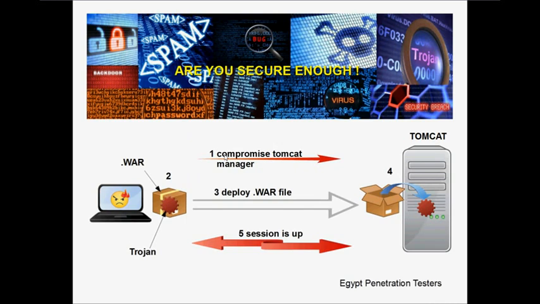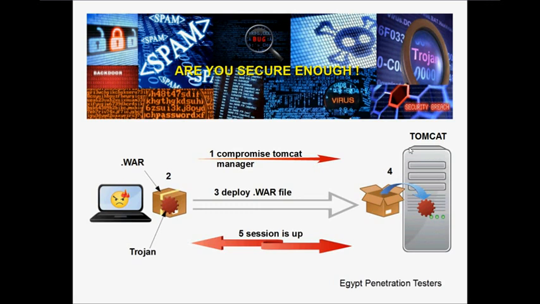First, we will compromise Tomcat manager, or the account that manages the Tomcat server. Then we will create a web application archive and deploy that WAR file on the Tomcat server. This web application archive will contain a Trojan which will open a backdoor for us on that Tomcat server. Then we will use this backdoor to open a session to that server.